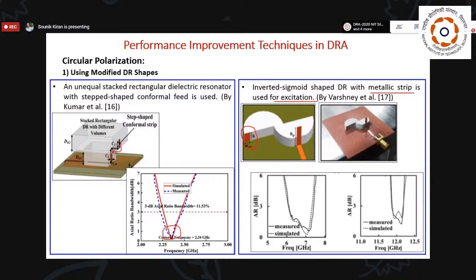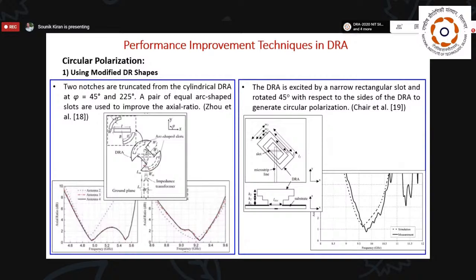Next, you'll see these are also different modified DRA shapes they have used. We can see how they have changed the DRA shape here. Two notches are truncated from this cylindrical DRA. As well as in the slot coupling, we can see how they have used it. They have clearly shown here in the highlighted part what the different slots are. They have used three slots. Not only the main slot, these two slots are mainly helpful for ensuring circular polarization.